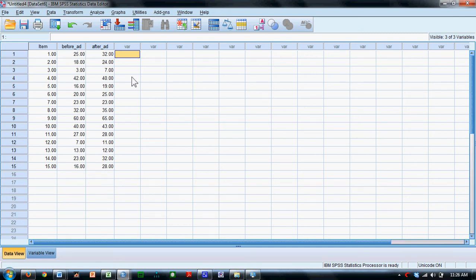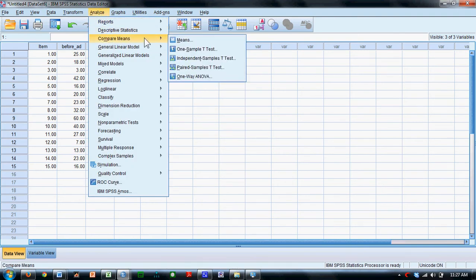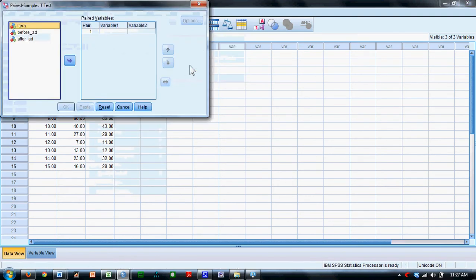To demonstrate the paired samples t-test in SPSS. In this case, we have 15 items that we're monitoring in terms of sales before advertising and after advertising. So to do this analysis, we're going to go to Analyze, Compare Means, come down here to Paired Samples t-test.